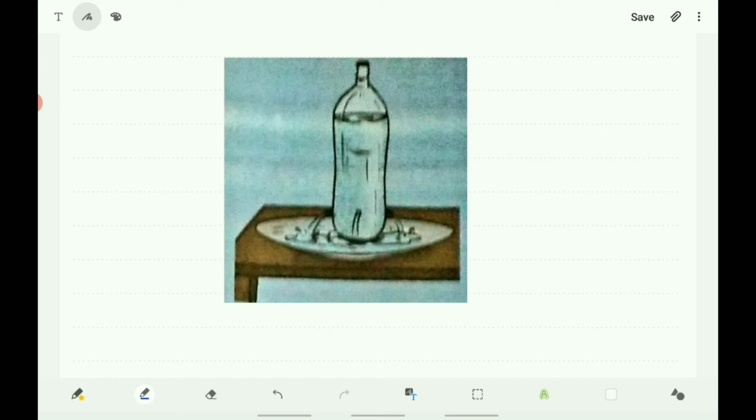Now fill the bottle with water and observe. The streams of water coming out of the holes fall at the same distance from the bottle. Here the different streams of water coming out of the holes fall at the same distance from the bottle. So what you can observe here is that the liquid exerts pressure on the walls of the container.